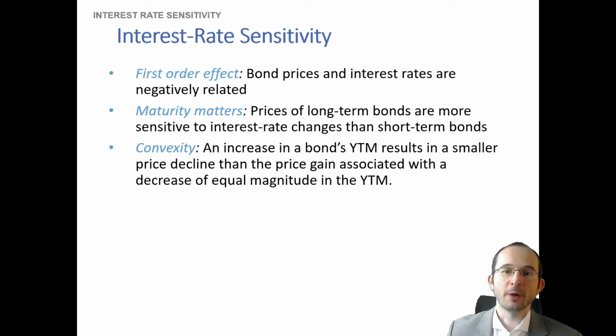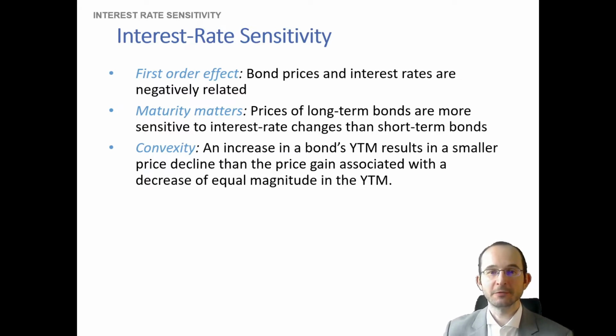So firstly, we already know that generally bond prices and yields or interest rates are negatively related. We saw this in a discussion that we did previously, but there's two important dimensions to this. First of all, longer-term bonds are actually going to be more sensitive to interest rate changes than short-term bonds. Now, the intuition for this should be fairly straightforward.